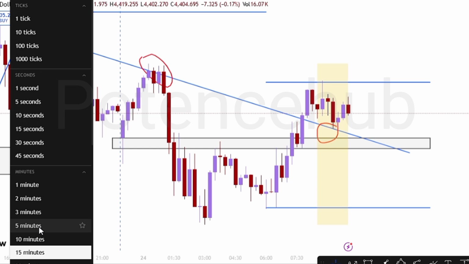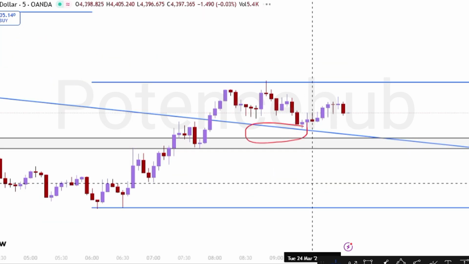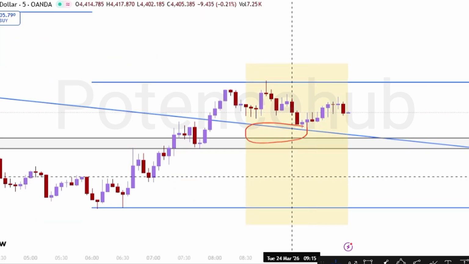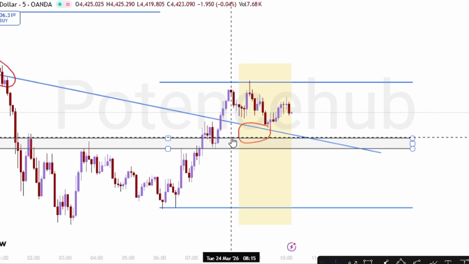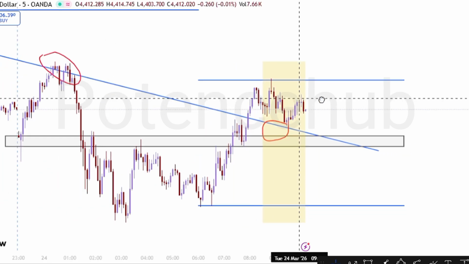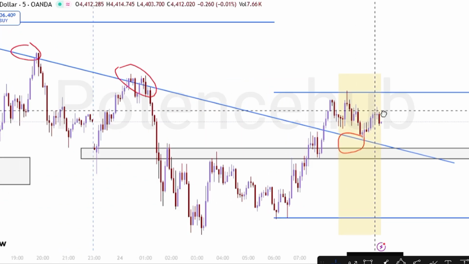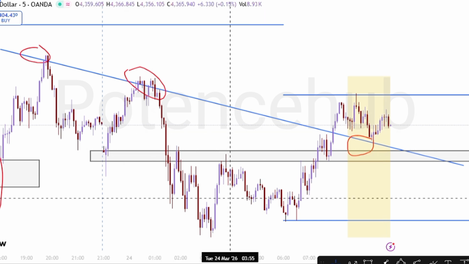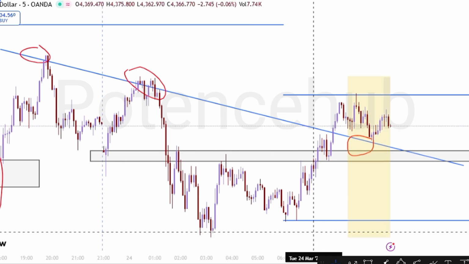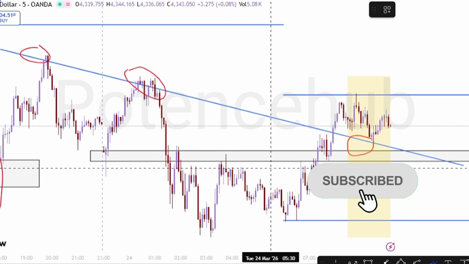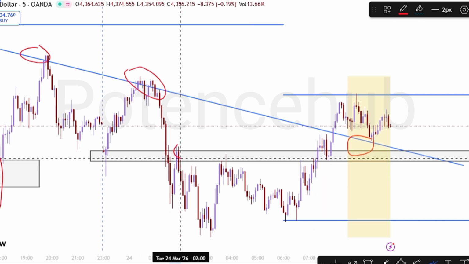So I'm just paying close attention to my technical analysis to ensure that I'm on the right track. Now let's go to 5 minutes time frame. So now this is what price action is doing on 5 minutes time frame. Remember, this is our support and resistance right here.